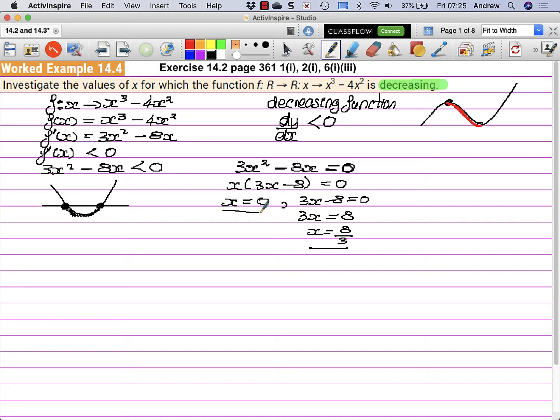So we've now got the two solutions. The smaller one is 0 and the larger one is 8/3. So where is our function decreasing? It's decreasing 0 is less than x is less than 8/3. So that fits in with our diagram over here. And so what we now know is that this is x equals 0, and this is x is equal to 8/3, this point here. And that's the end of that particular problem.